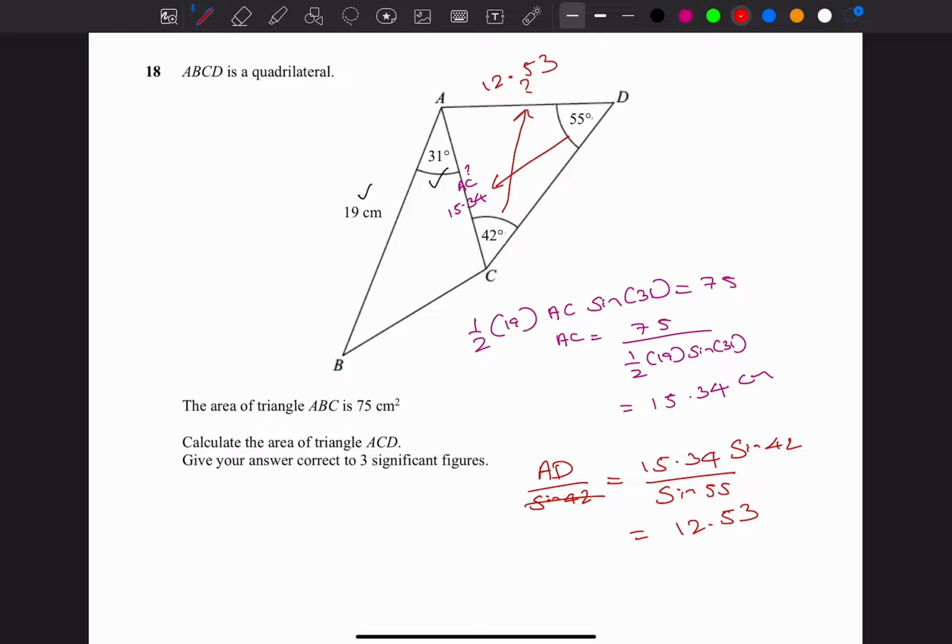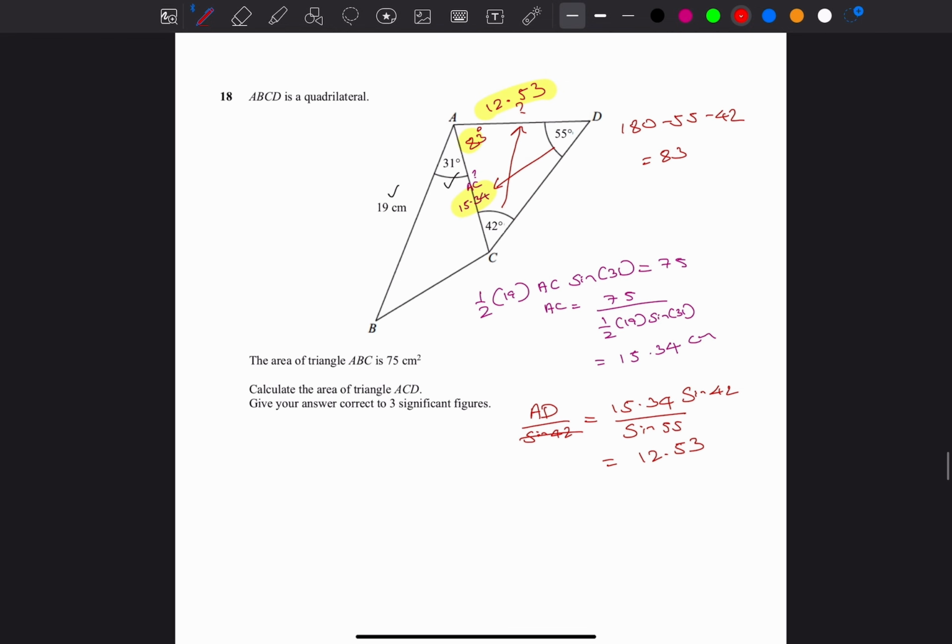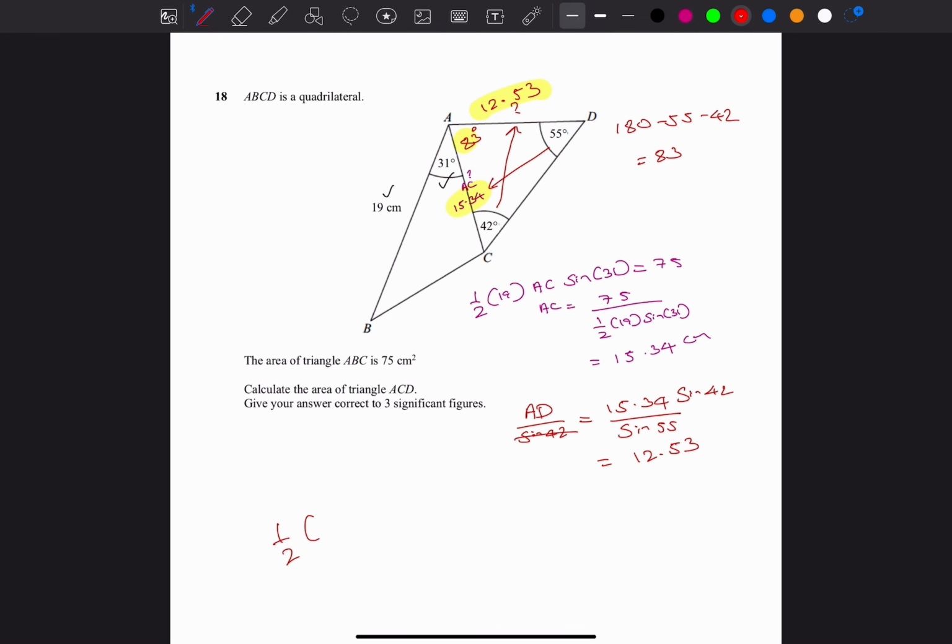If these two are my sides, then this needs to be my angle. So what is that angle? Just 180 minus 55 minus 42, isn't it? Which will make it 83. So they want the area of that, so half times AB, which is 15.34, times 12.53, times sine 83.